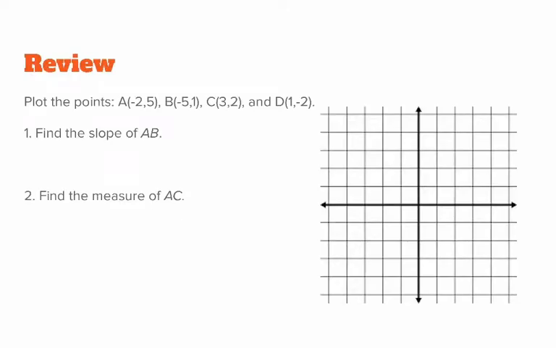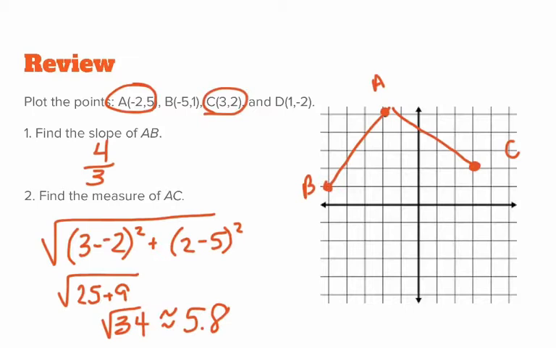Go ahead, plot those points, find the slope of AB, and then find the length or the measure of AC. Alright, so on that graph, we can see between A and B, to find that slope, we are going up 4, so it's a positive 4, and to the right 3, so a positive 3. So our slope is 4/3.